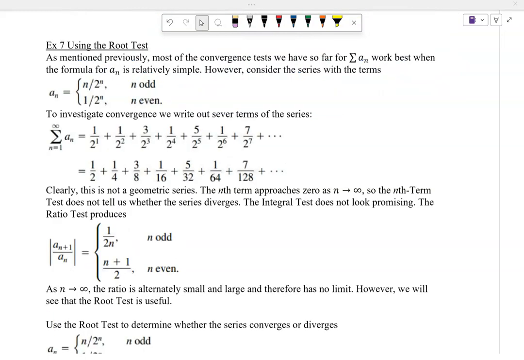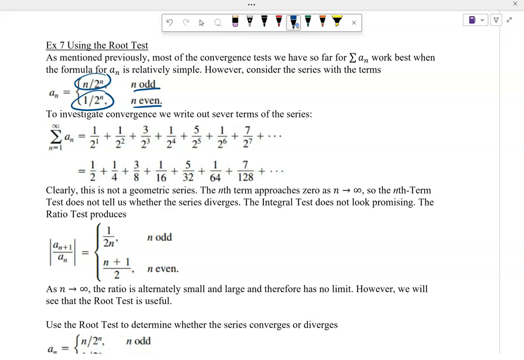So this is kind of worth thinking about a little bit, you guys, and using the root test. Most of the convergence tests so far have been with relatively simple terms. Consider this a sub n, where for n being odd, it's this formula, but if n is even, it's a different formula. You could write this out, but it's not geometric.